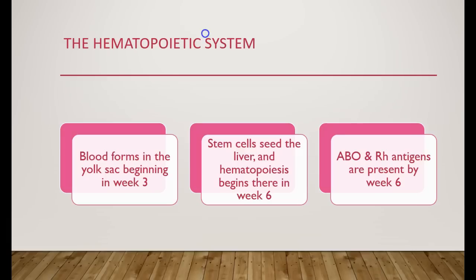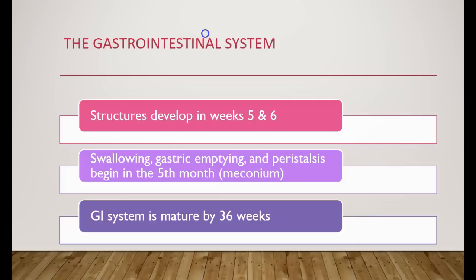Blood system. Blood starts to form in the yolk sac beginning at about week 3. Stem cells start to seed the liver, and hematopoiesis begins in the liver at about week 6. ABO and RH antigens are present by about week 6. The GI tract structures develop at week 5 to 6. Swallowing and gastric emptying begins about the 5th month. This is when they start having meconium, which is that first stool that our babies have that's in their GI tract. The GI system isn't mature until around 36 weeks.